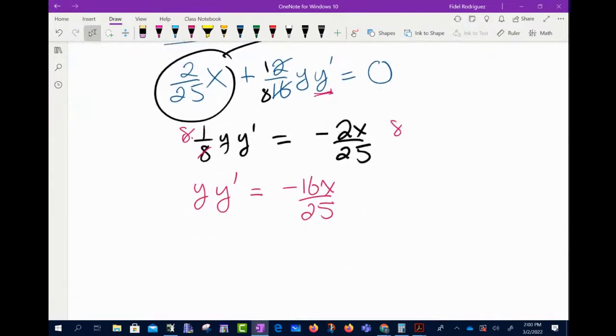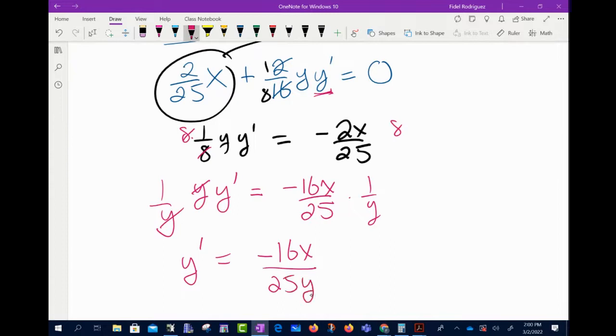Guys, one last step. Y'all agree that we can multiply both sides by 1 over y to get rid of these guys? And we now have y prime equals a negative 16x over 25y? Does that seem good?